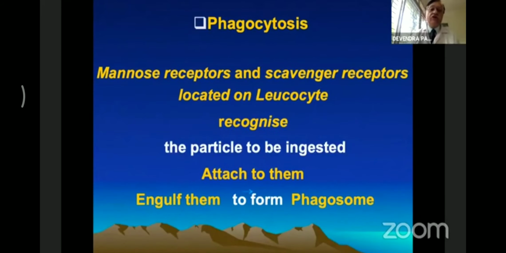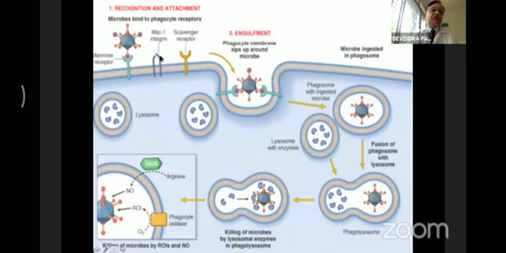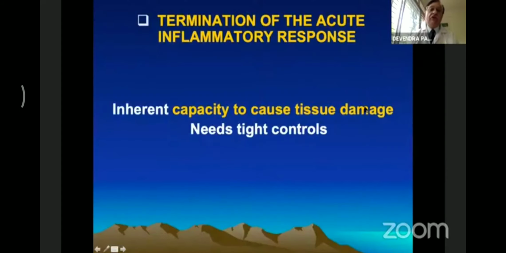Okay, so basically, for killing and degradation, there are certain mannose receptors and scavenger receptors located on the leukocyte which recognize particles which are supposed to be ingested. So these are the receptors and there is a particle to be ingested. They recognize it, and the particle is engulfed. This forms a phagosome. The phagosome combines with lysosome to form the phagolysosome, and the contents of the lysosome, which are the proteinaceous enzymes, cathepsins, even the oxygen-free radicals, are then released into the phagolysosome, which will digest this particular organism.